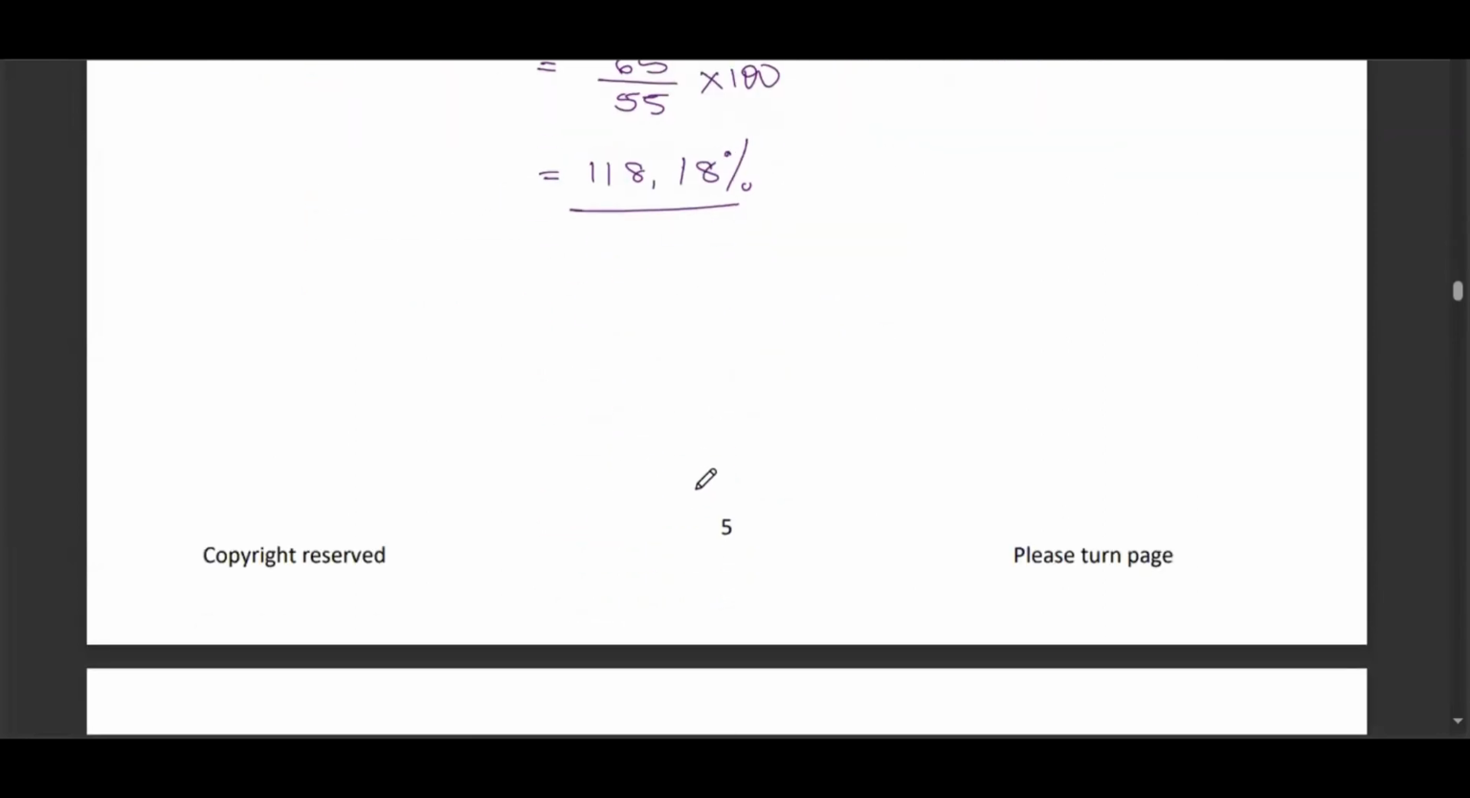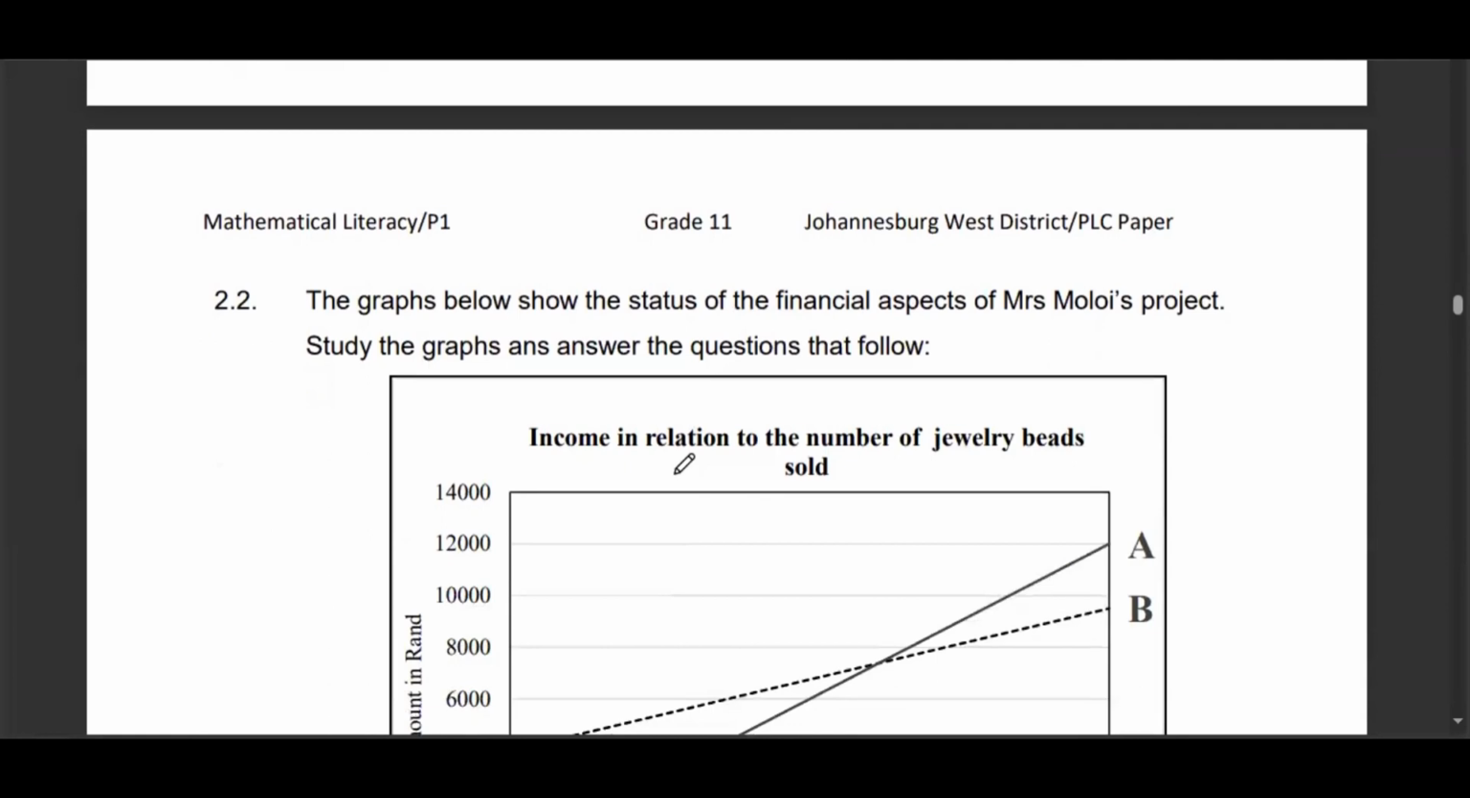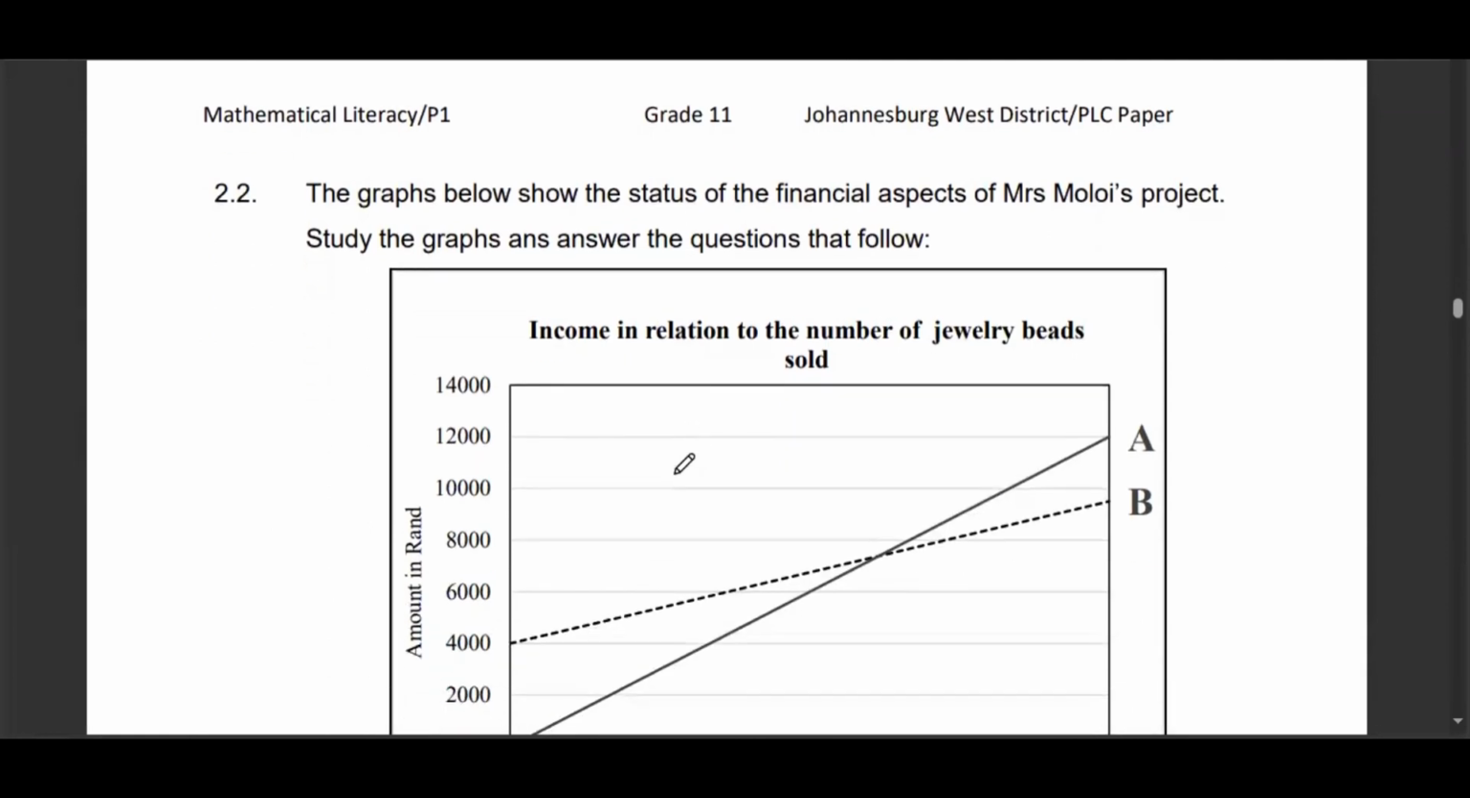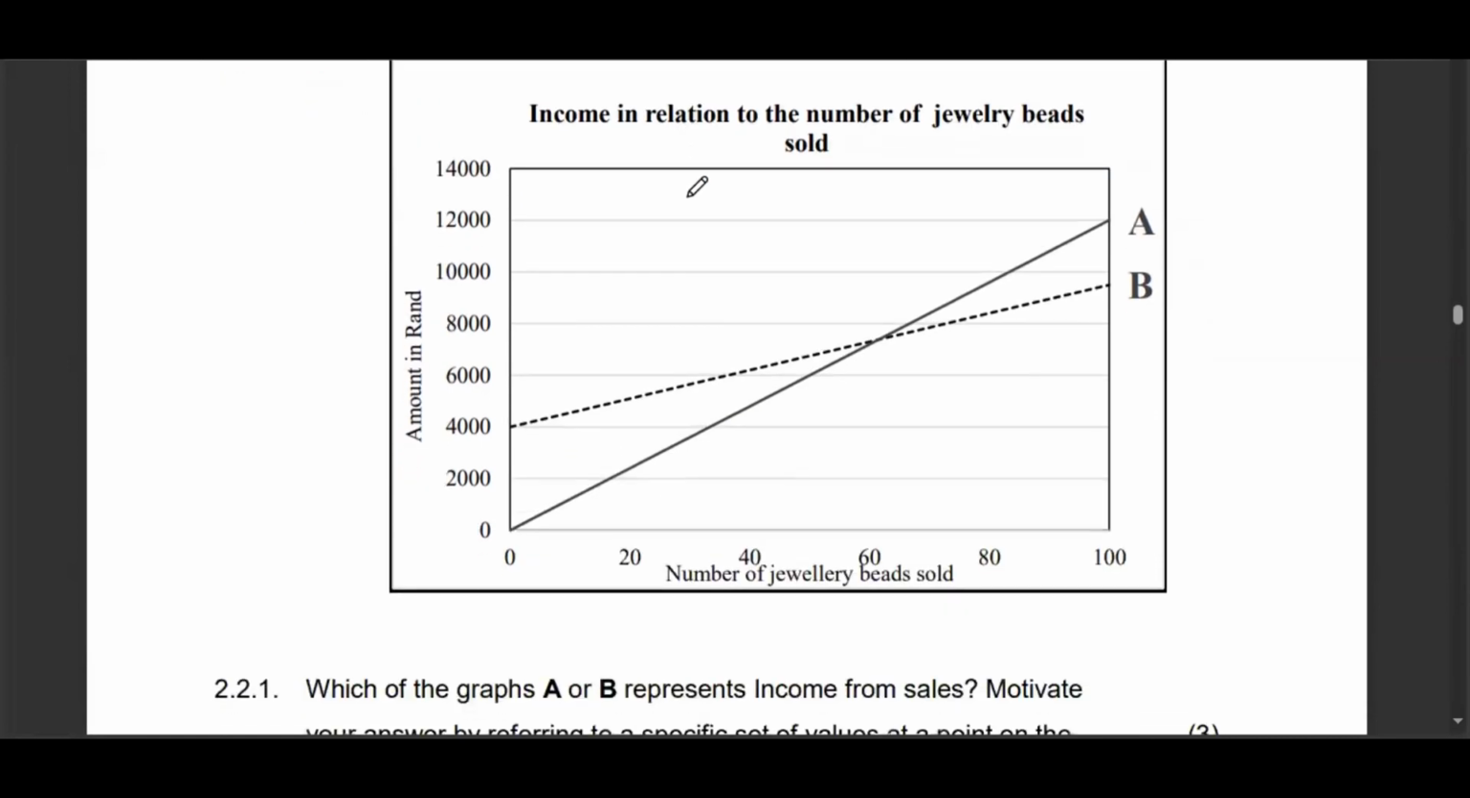Okay. We continue and we look at question number 2.2. The graph below shows the status of the financial aspects of Mrs. Molloy's project. Study the graphs and answer the questions that follow. Now, when you look at these graphs, you can easily tell which one is income, which one is expense. Remember, the cost one will always start with what we call the fixed cost.